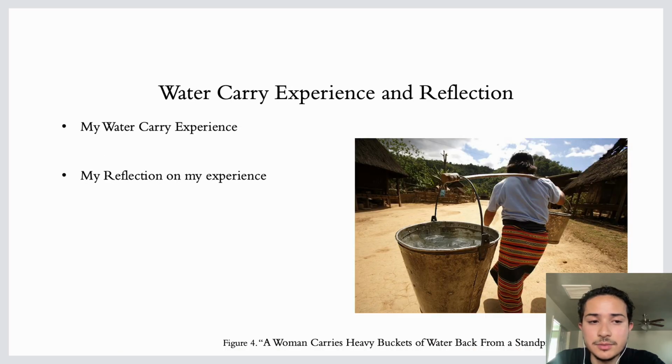Water carry reflection module, my water carry experience. In this assignment, we had to carry our own water jug and only drink from it for the whole day. My reflection of my experience is that after carrying the water jug my entire day, after about an hour, my arm started to hurt. And I started to become really fatigued. I can't imagine having to walk 4 miles per day to carry 40 pounds of water every day for me and others to use, just as this woman is doing in figure 4. It really helped me realize how privileged I am to not have to travel to get the water I use. This activity really made me reflect on my water usage and the extent some go through just to get the water that they need.